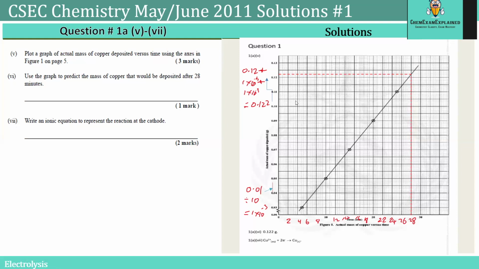For part 7, we are to write an ionic equation to represent the reaction at the cathode. So we have our equation here, and remember, we have copper 2+ ions in the electrolyte that are going to migrate towards the cathode, forming copper solid. And so when we have reduction taking place, you have electrons being gained by the ions to form copper atoms, and that is what increased the mass at the cathode.